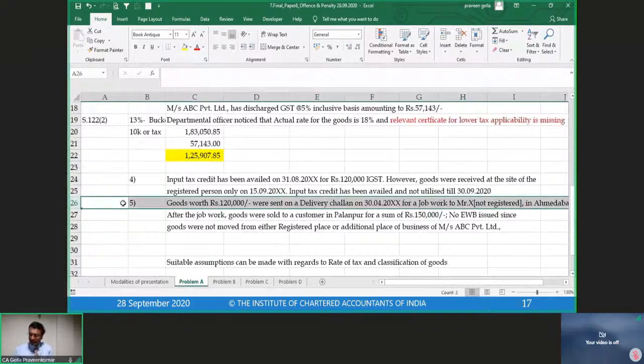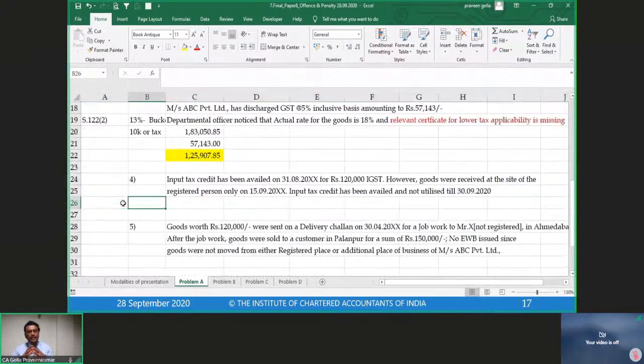Next, moving on to my transaction number 4. Input tax credit has been availed on 31st August for rupees 1,20,000 IGST. However, the goods were received at the site of the registered person only on 15th September. Input tax credit has been availed and not utilized till 30th September. Now here, I have availed the input tax credit prior to receipt of the goods.